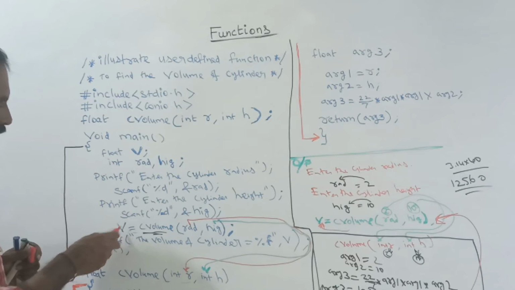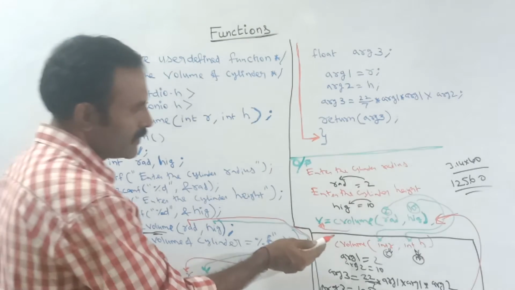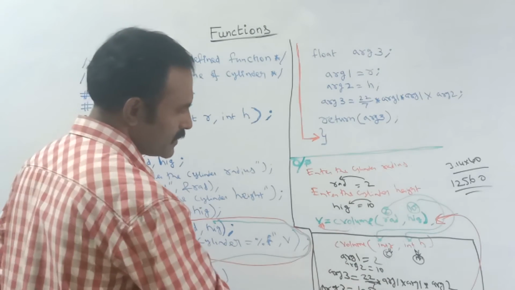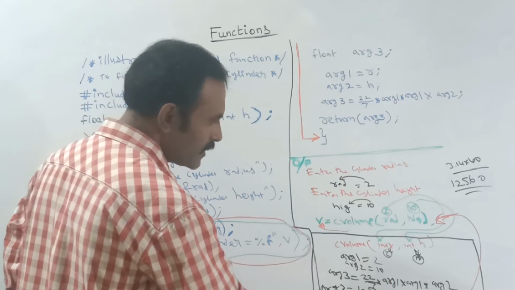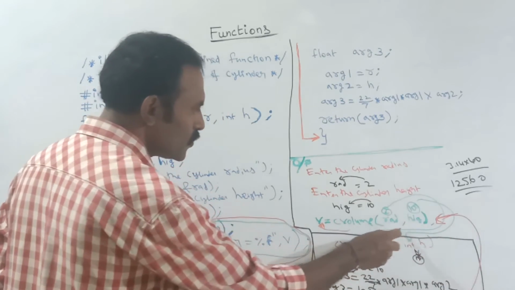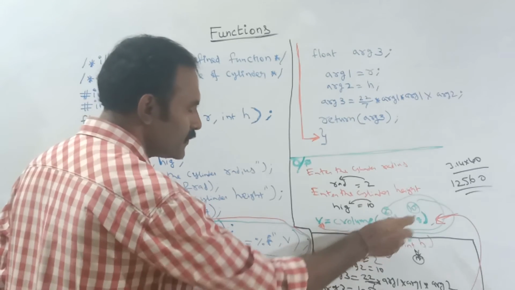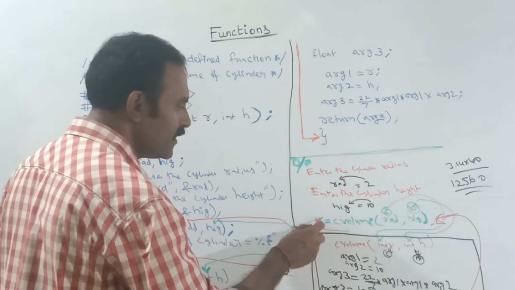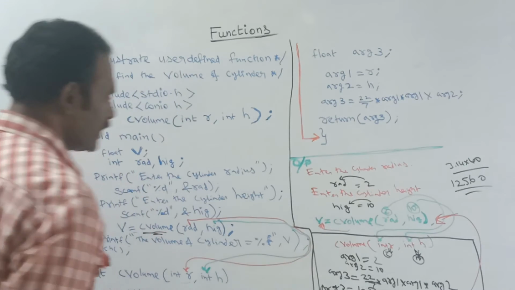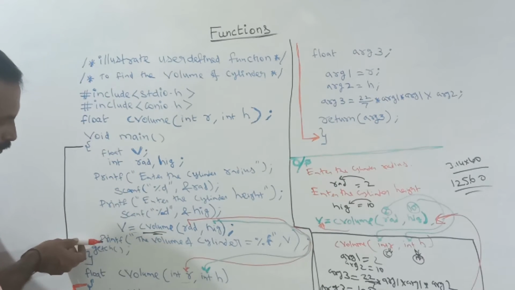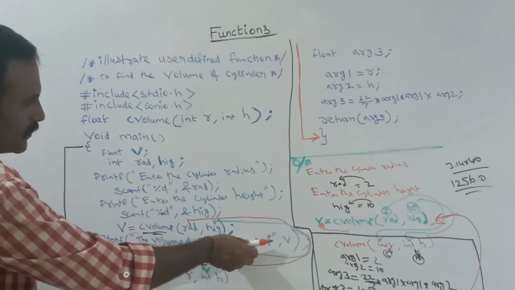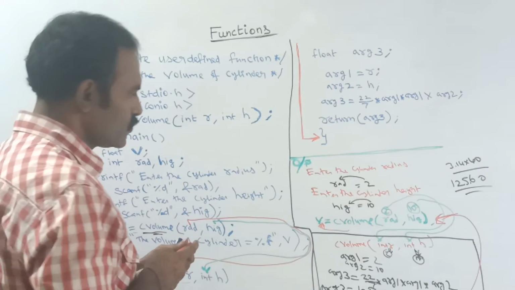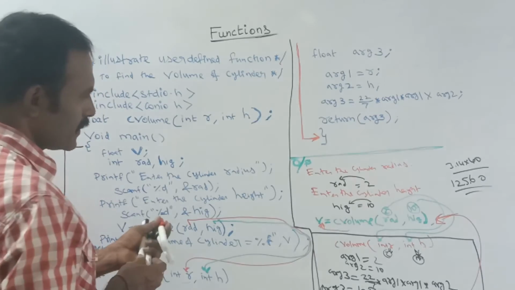So how much will v hold now? 125.60, because I am returning the argument. This argument 3 answer will be stored. This returns the value, and that return value is stored in variable v. After that I am telling it to print the volume of cylinder is equal to v. So here it will print like this.